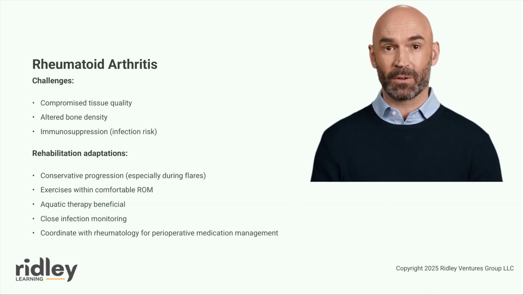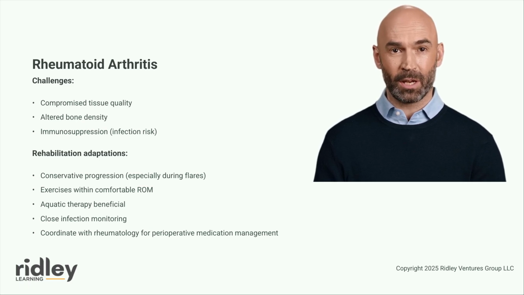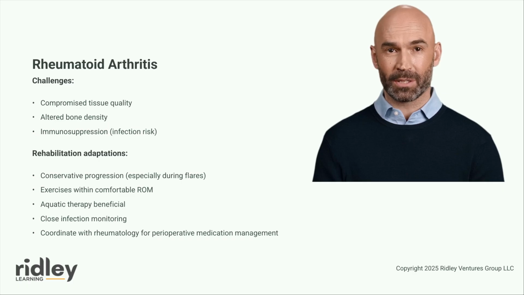Rheumatoid arthritis and other inflammatory arthropathies present unique challenges for shoulder arthroplasty rehabilitation due to compromised tissue quality, altered bone density, immunosuppression related to disease-modifying antirheumatic drugs and biologic agents, and elevated risk for infection and implant loosening. Patients with rheumatoid arthritis require particularly close coordination among the rehabilitation team, orthopedic surgeon, and rheumatologist to optimize disease activity, adjust immunosuppressive medications perioperatively, and monitor for complications.